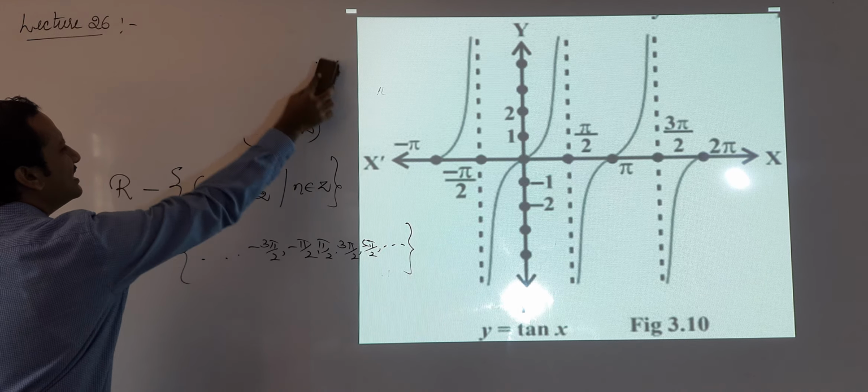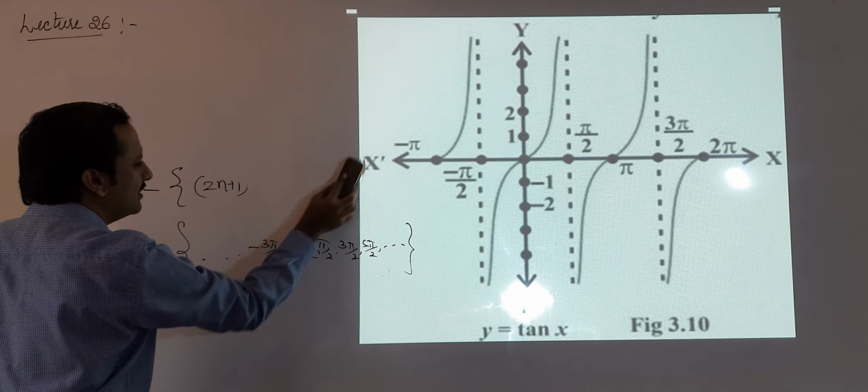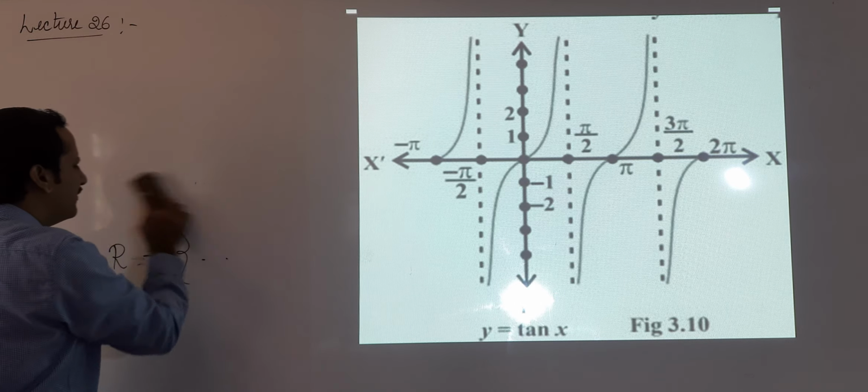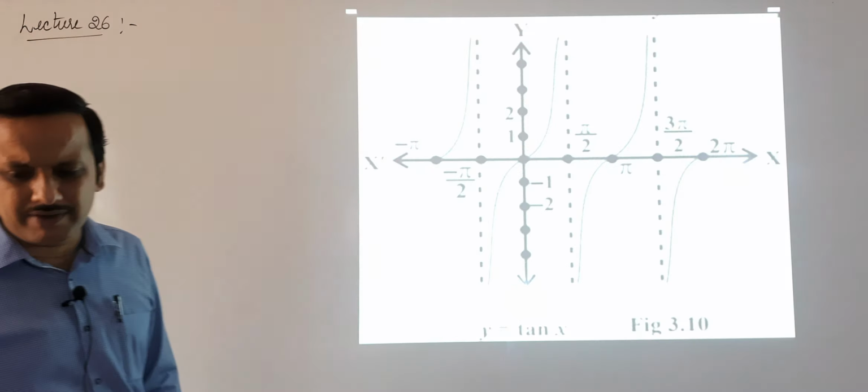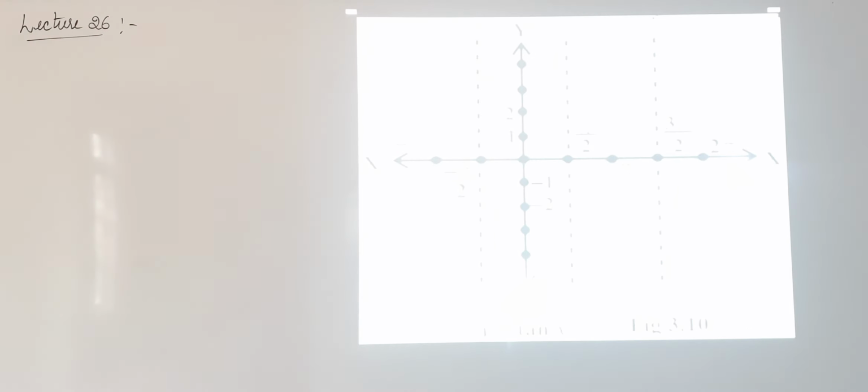Okay, and this is the graph of tan x. See, these three graphs are very important. The other three are not all that necessary, but anyway, I will briefly explain the remaining three also.